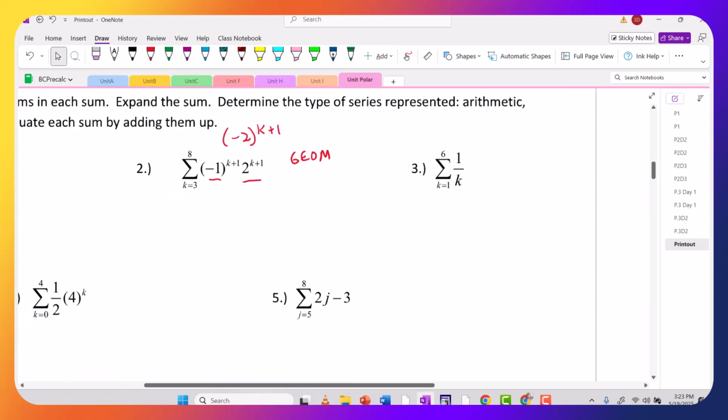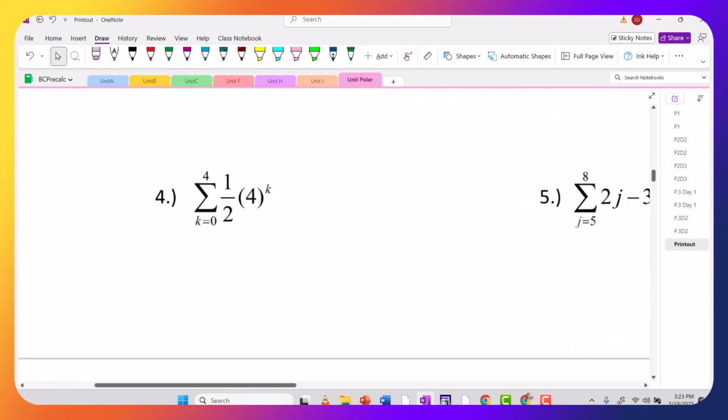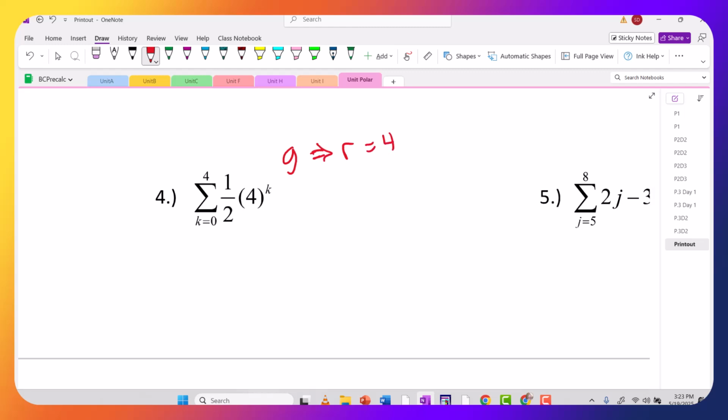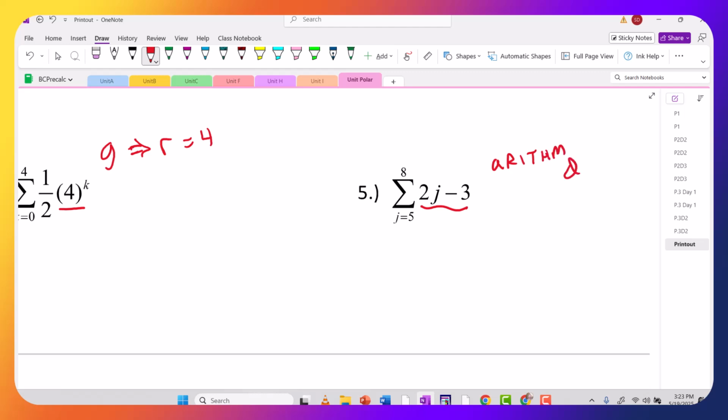This is not arithmetic or geometric. This is just 1 over 1, 1 over 2, 1 over 3, so on and so forth. This one is geometric with an r value equal to 4, right? Because it's 4 raised to a power. That's what geometrics look like. And then arithmetic looks like linear. This has a common difference of 2. D equals 2. Go ahead, list out a couple terms. You'll see, and I'll do that.